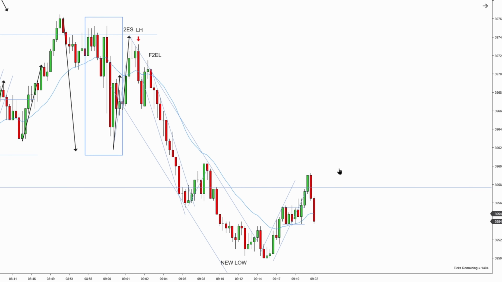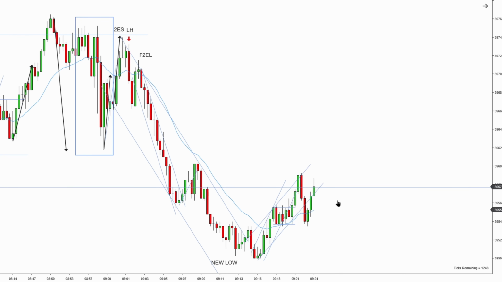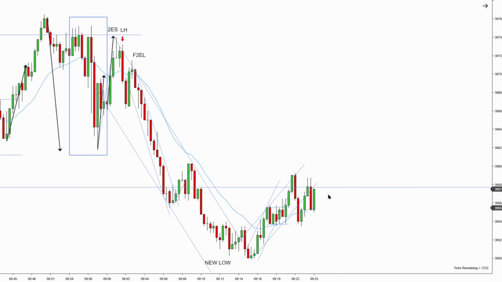Okay, we break to a new extreme. I even redraw the channel like this, a slightly wider channel. And notice the important reaction to the low of the day. Even though I have a new high, first entry long, second entry long, I cannot go long directly into this important low of the day.